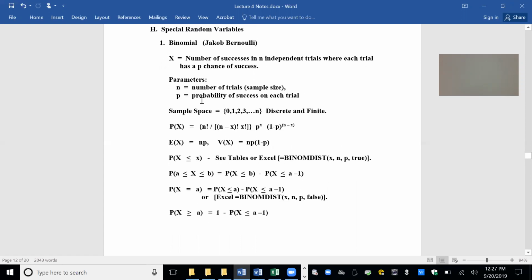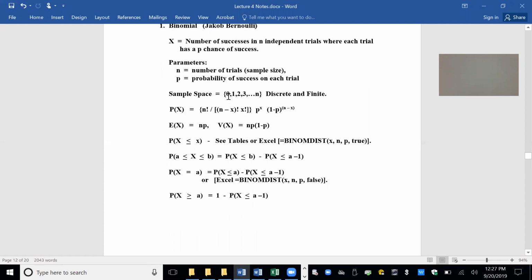So if we have a binomial developed by Jakob Bernoulli, we have a series of tries. Each try results in a success or a failure. Okay. N is the number of tries. P is the probability of success on each try. Our sample space takes on the values 0 through n. Okay, what's the formula that Excel uses to get the probability distribution? It's that. Leave that open on your notes at your dinner table for mom to see. She'll be impressed with that.